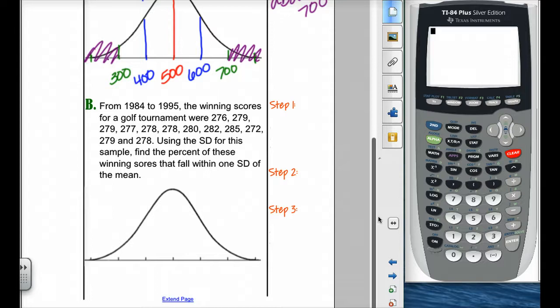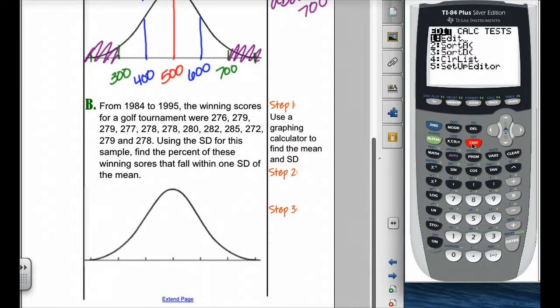So the first thing we're going to do is we're going to use a graphing calculator to find the mean and standard deviation. So if you remember from yesterday, that means we're going to click on the stat button and we're going to click on edit. So I'm going to click enter, and I have all this information from yesterday in here still. So I'm going to go and write over the top of them.